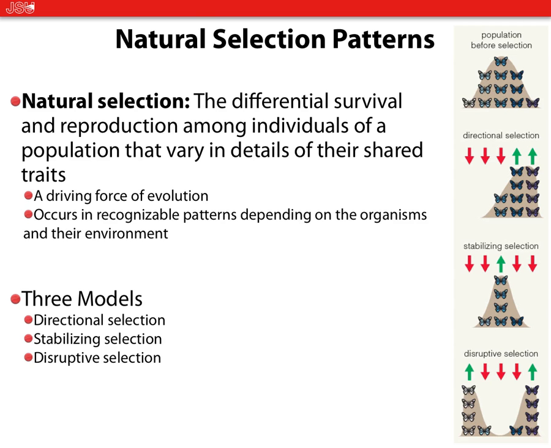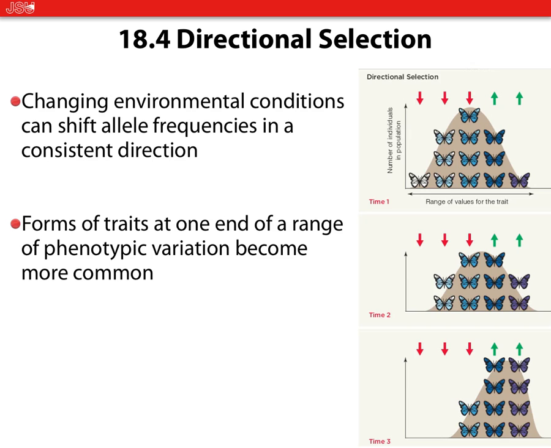Okay, directional selection is when one extreme is selected over the other. With traits, we have a natural variation in traits. What the book uses is different colored butterflies. One's white, one's purple, or one's darker. With directional selection, one of those alleles is selected against, or one of the other alleles is selected for.